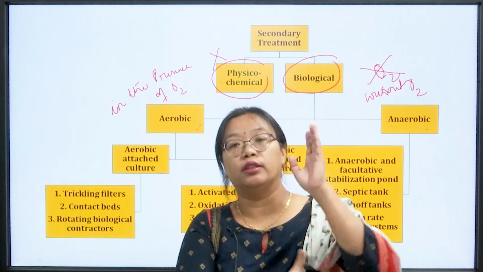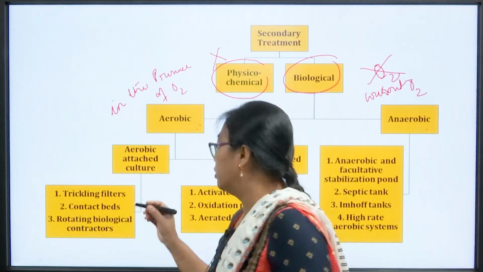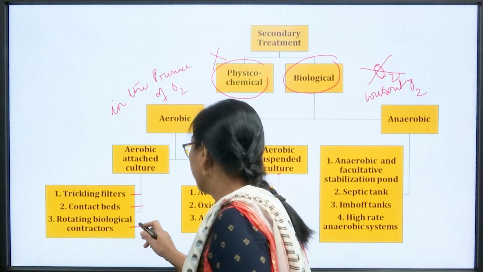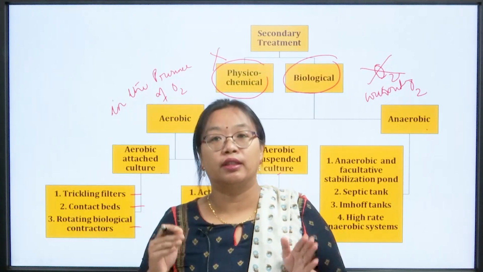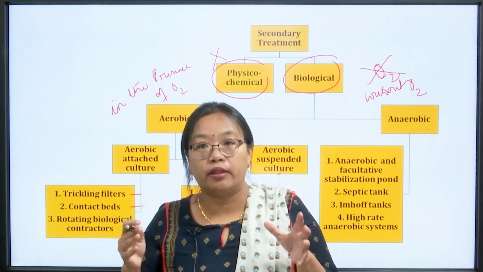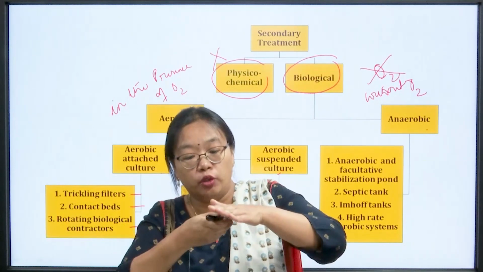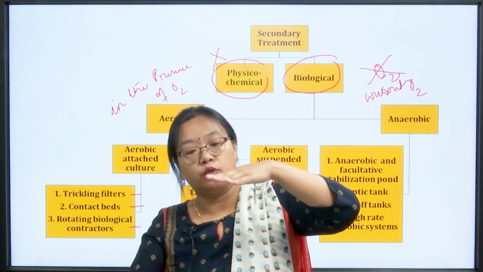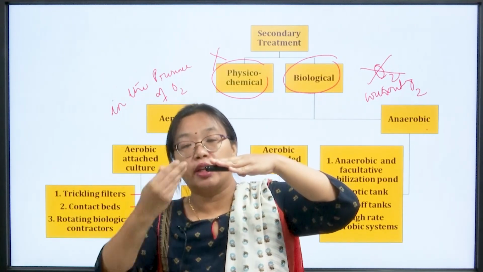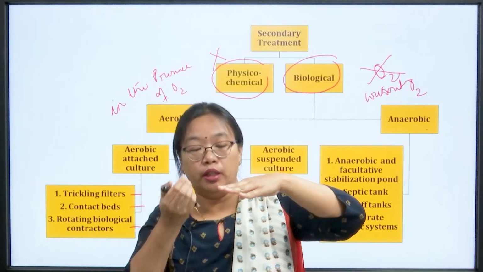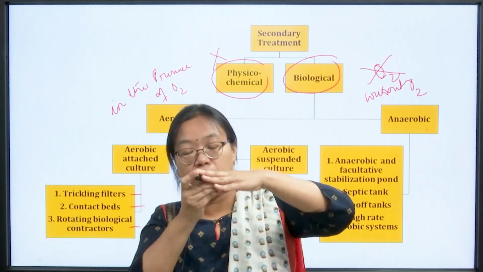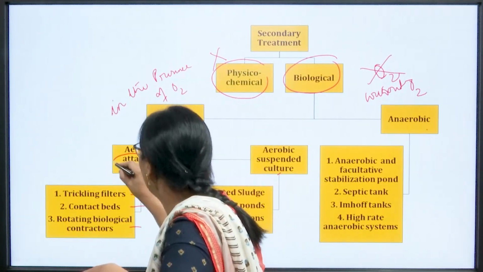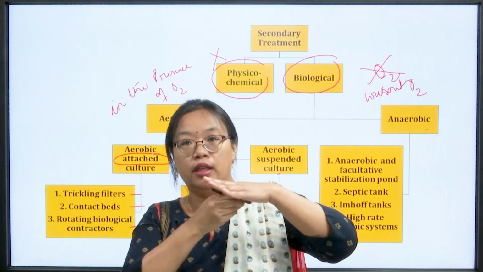In aerobic attached culture, what is happening? The systems with filter materials, like trickling filters, contact beds and RBC. What you have to remember about aerobic attached culture is that it is attached. The microorganism is attached to your filter. If my hand is the filter, your bacteria are going to be attached to it. In a trickling filter, you have this filter material and the bacteria will be sticking to it. So that is attached.